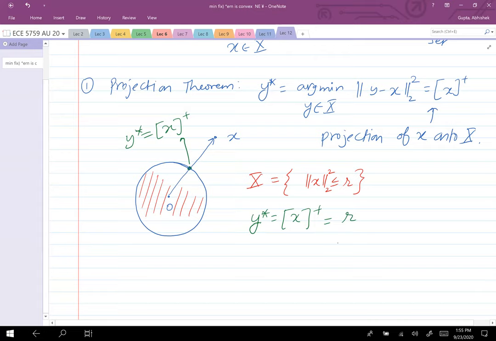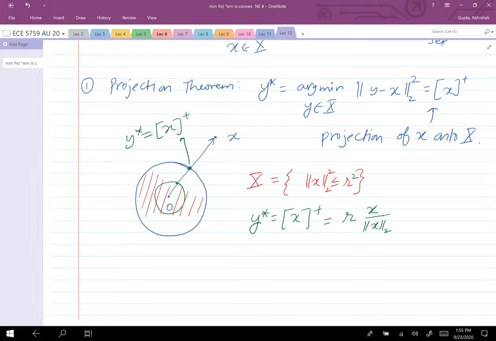R is a scalar. Is it y transpose x? What is y here? We're looking for y star. Any other guesses? Is it x divided by norm of x? Yes, it's x divided by norm of x. This is the 2 norm of x. So x divided by the 2 norm of x would project it onto the unit circle. And then, of course, you have to scale the unit circle by r so that this point basically moves to this point. So that's the projection of x onto this sphere of radius r.